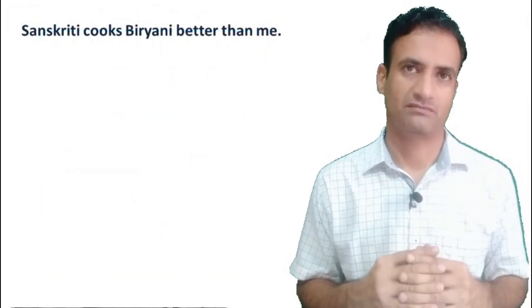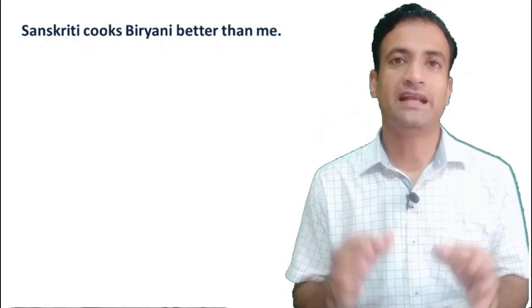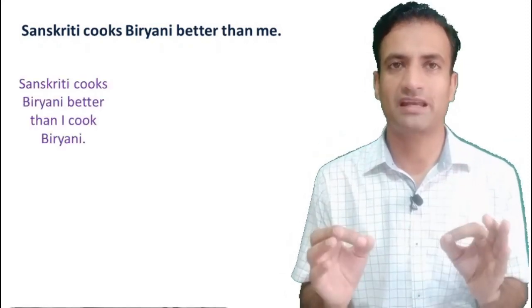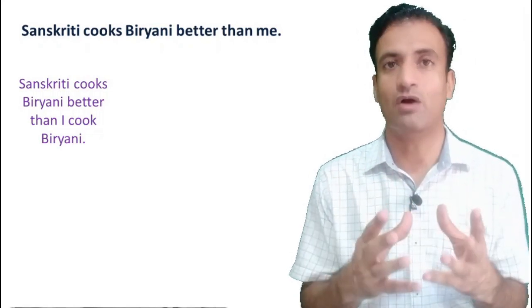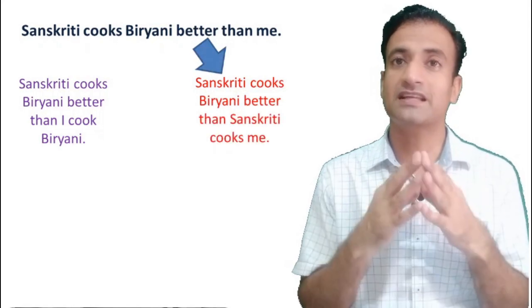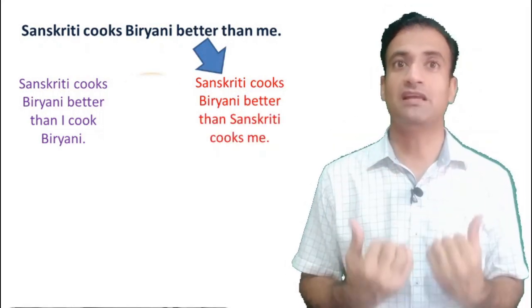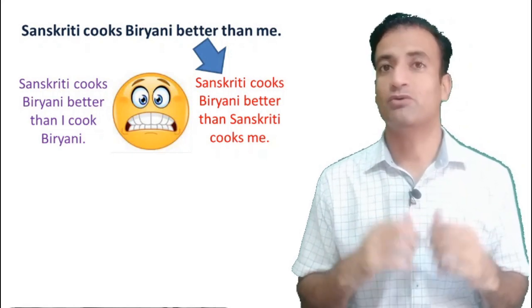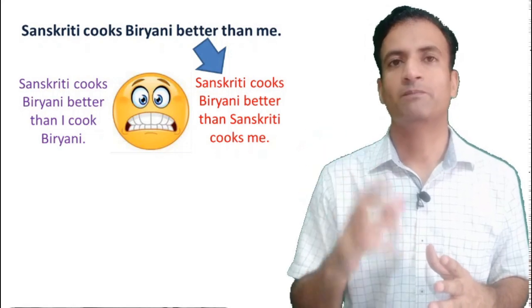Sanskriti cooks biryani better than me. Now what is wrong with this sentence? The intended meaning of this sentence was "Sanskriti cooks biryani better than I cook biryani". But the actual meaning of this sentence which is coming out is "Sanskriti cooks biryani better than Sanskriti cooks me". Now you see the kind of blunder this can do if you do not follow the correct grammar.